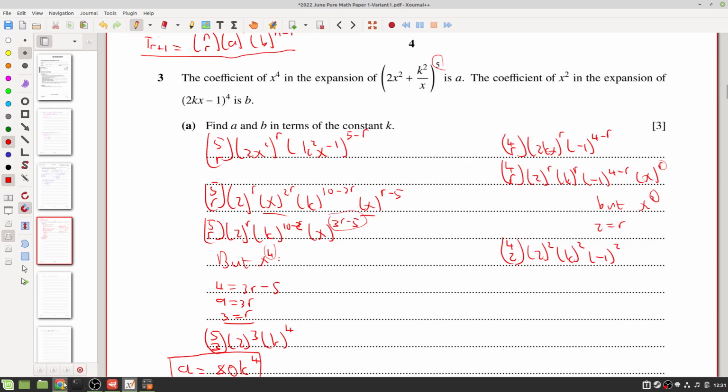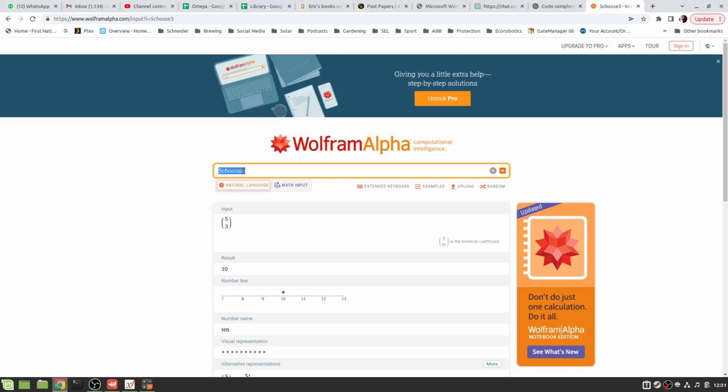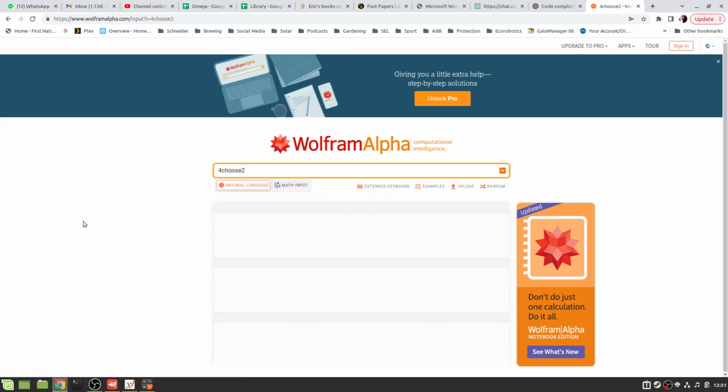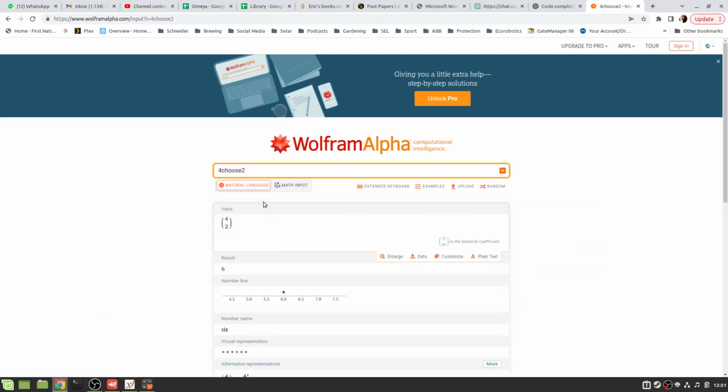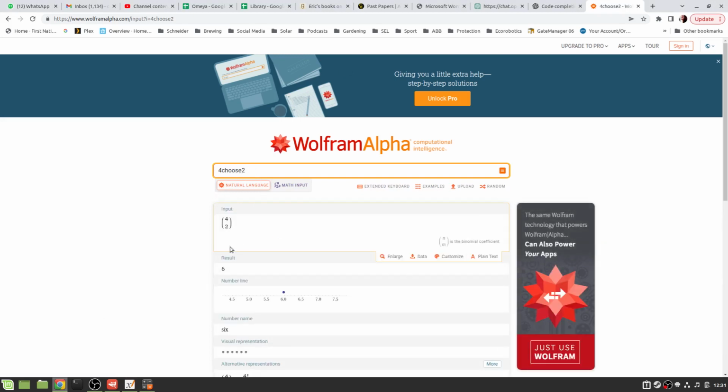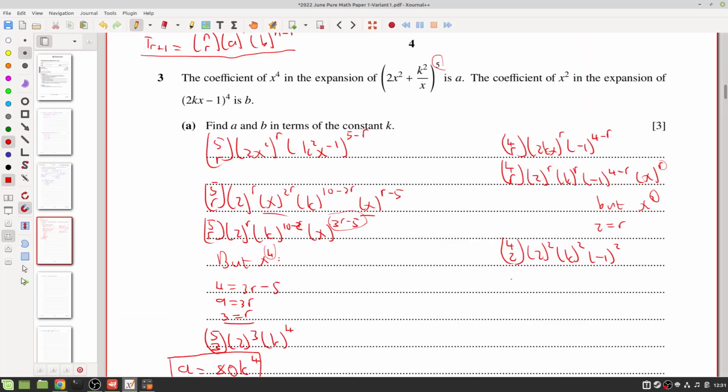So let's figure out what 4 choose 2 is. In your calculator, this has that nCr button. That's how you do this. Okay, so 4 choose 2 is 6. So 6 times 2 squared is 4. 6 times 4 is 24. Negative 1 squared is 1. So 24k squared. And that is our value for B.